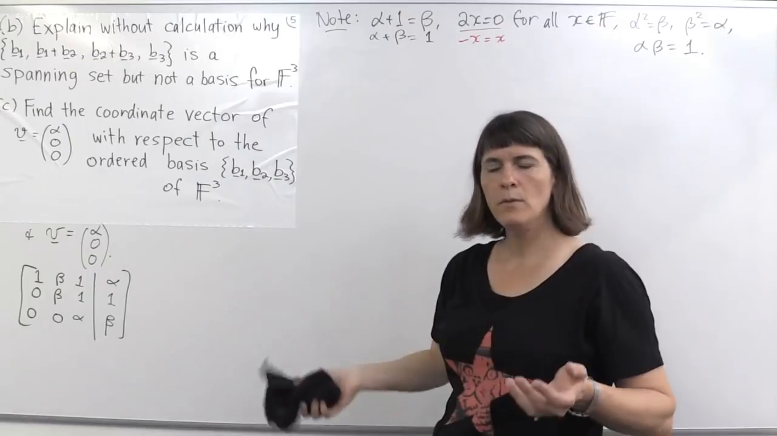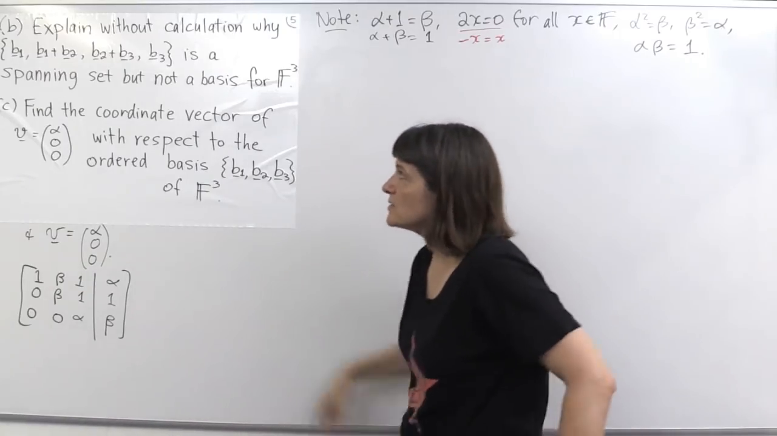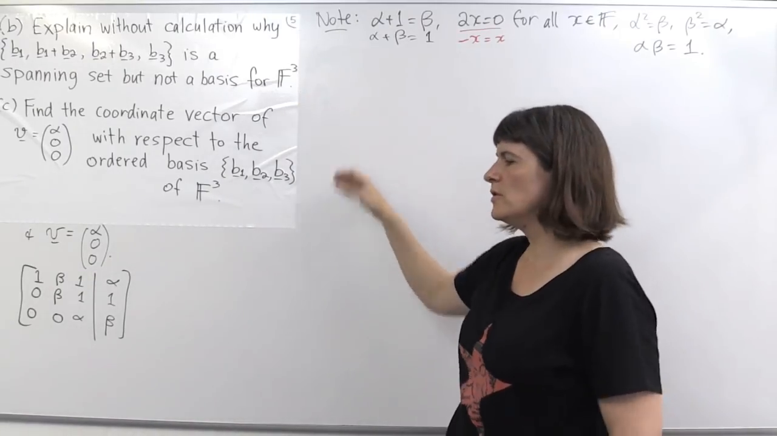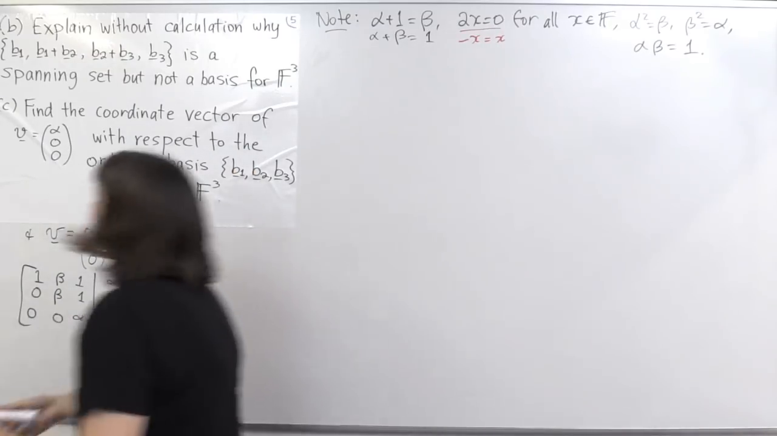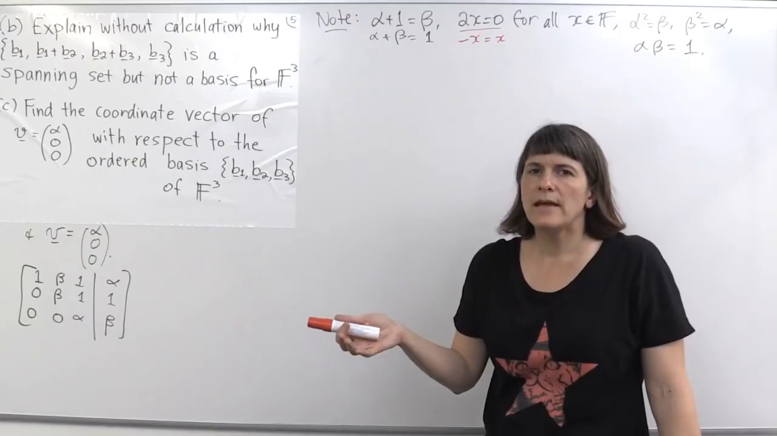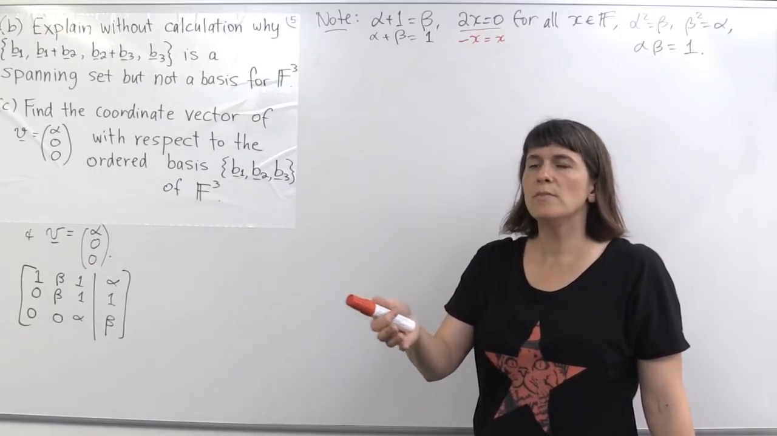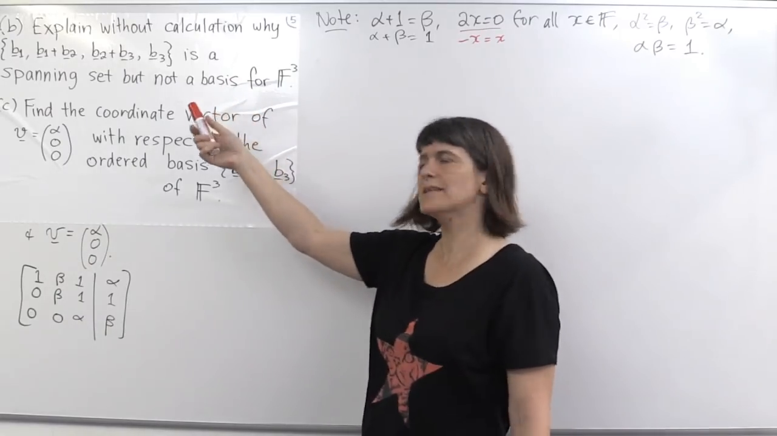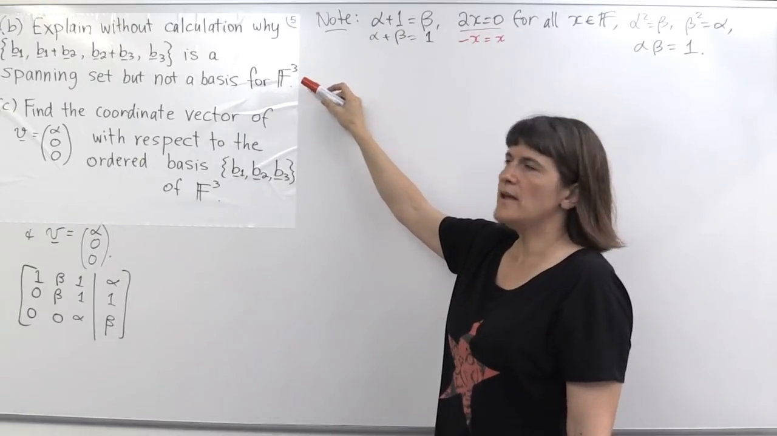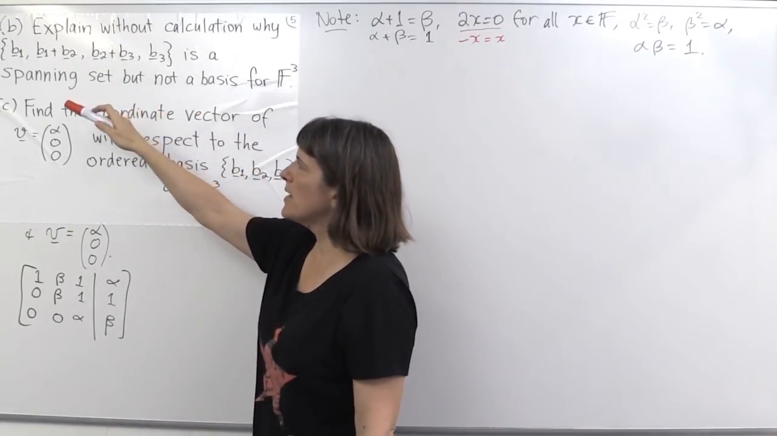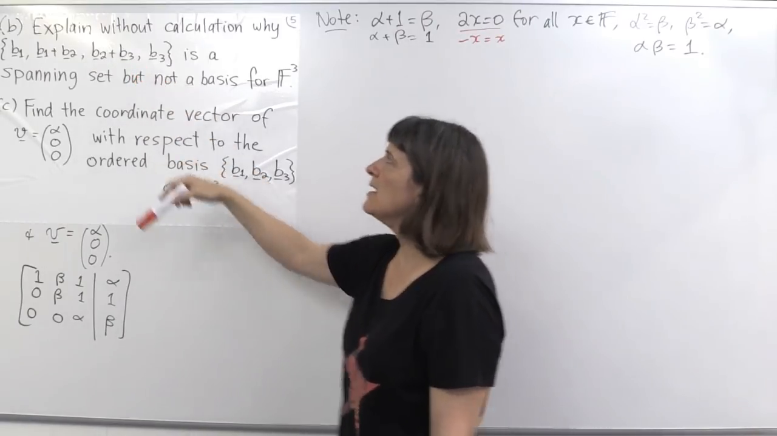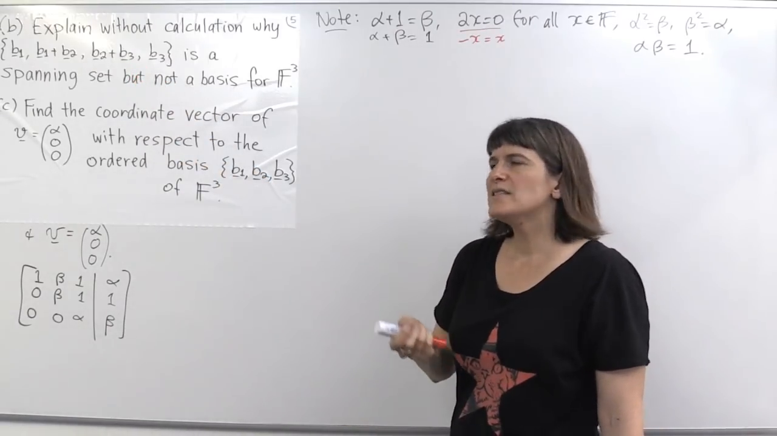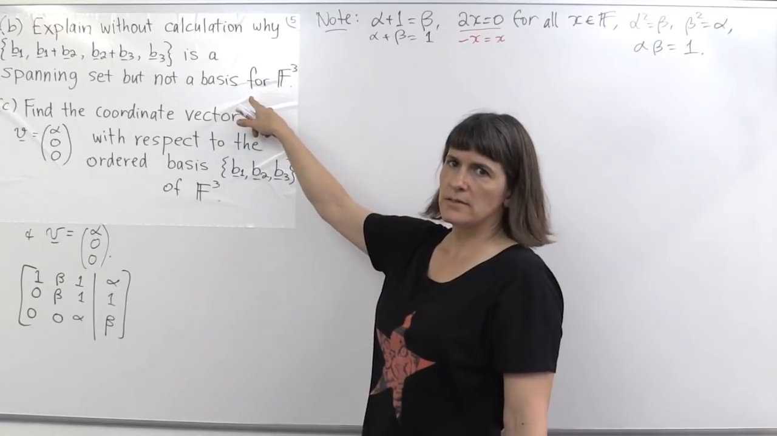Okay, the next part B has nothing to do with the fact that we're working in this strange field, really. We had a set of vectors B1, B2, B3 before, which we just showed was a basis for F3, and now we've got a slightly different set, B1 plus B2, B2 plus B3 and B3, and we ask you to explain why it's spanning but not a basis.